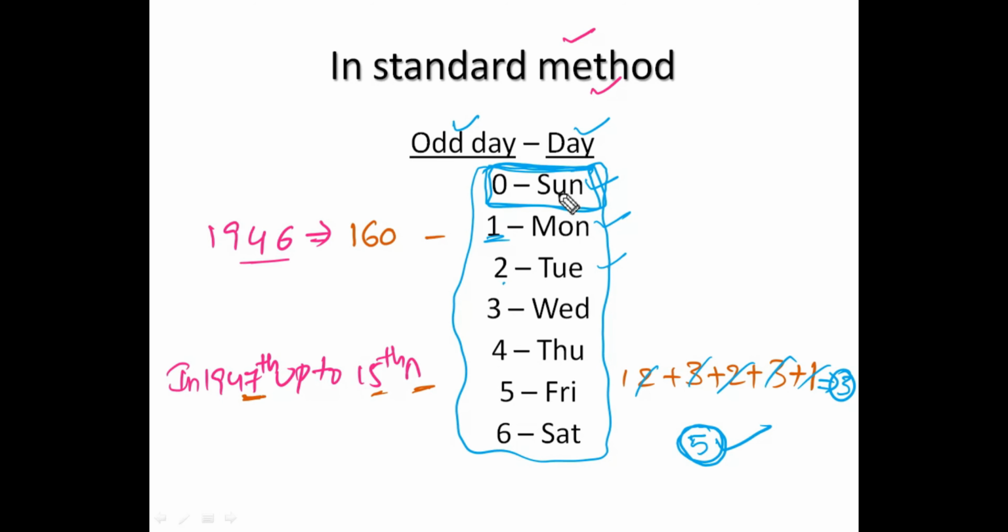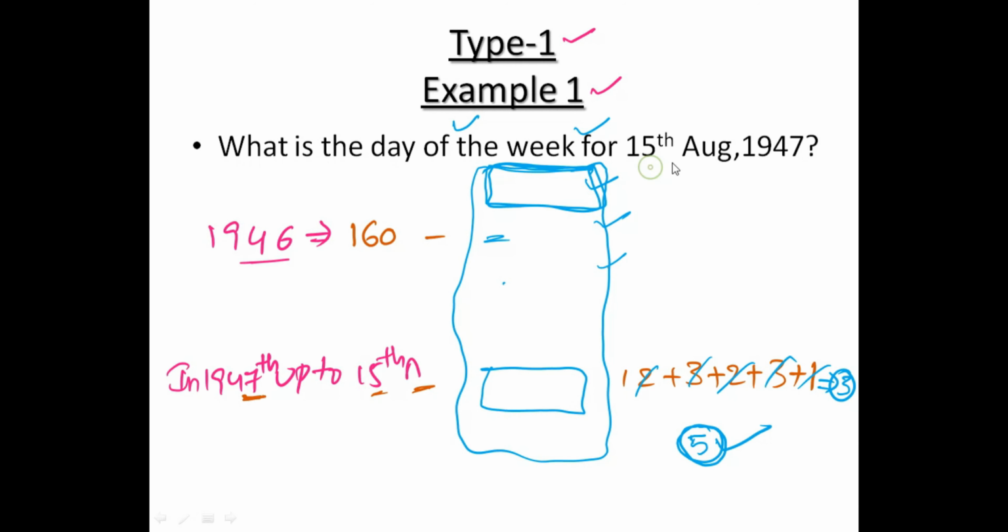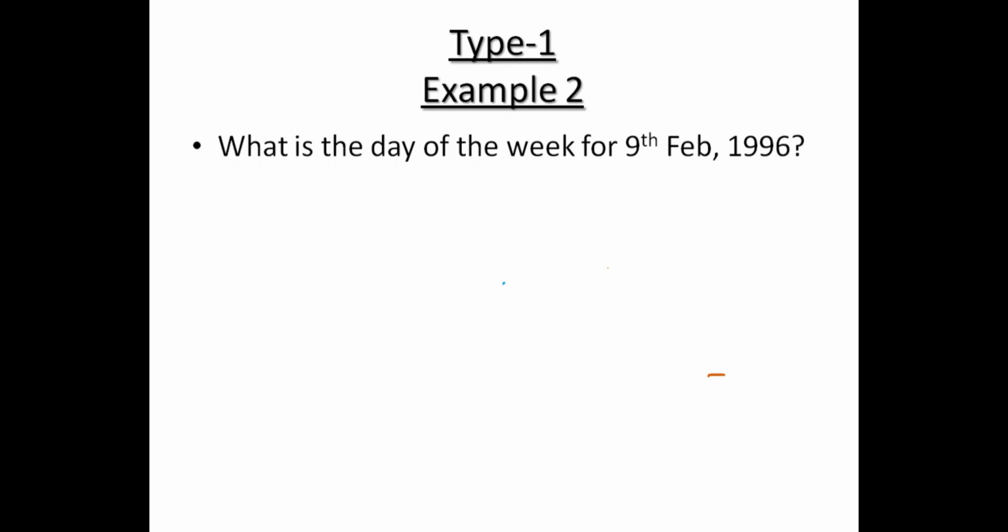Okay. There are 5 odd days, so our answer will be Friday. So 15th August 1947 is Friday. Let us do one more question in the same standard method only.